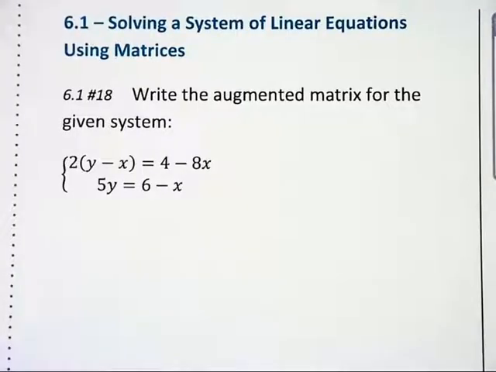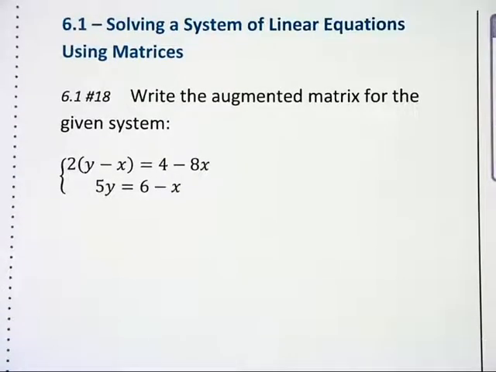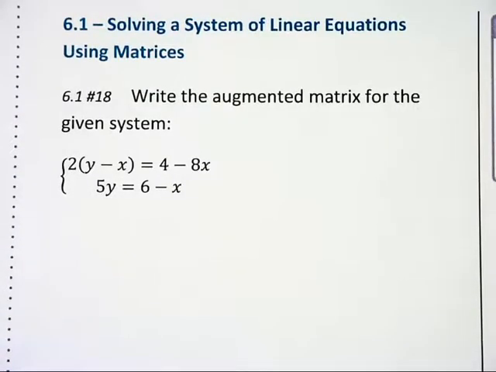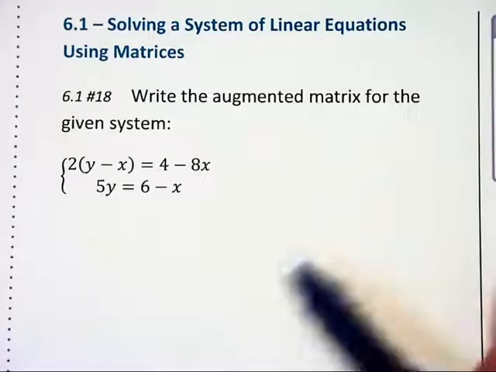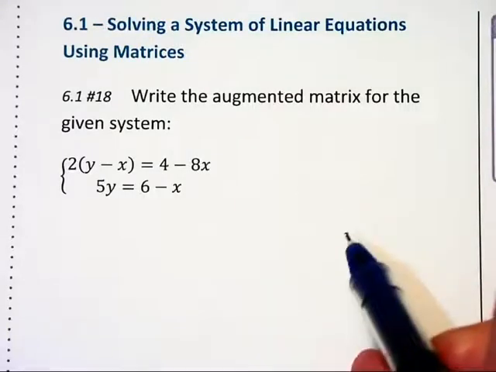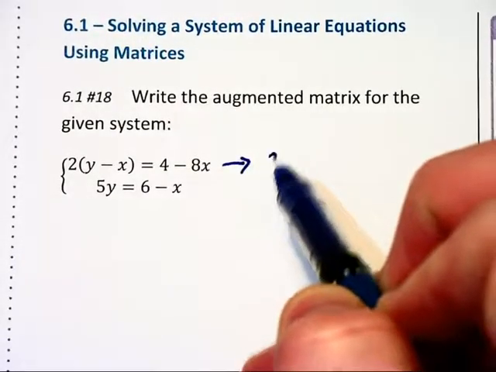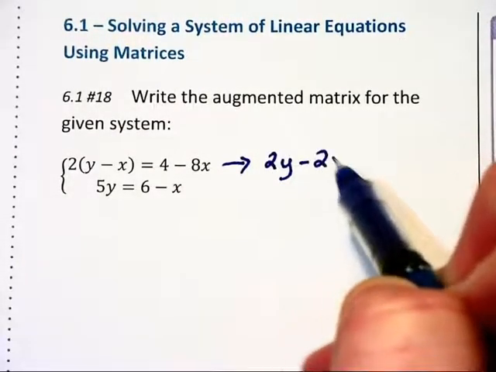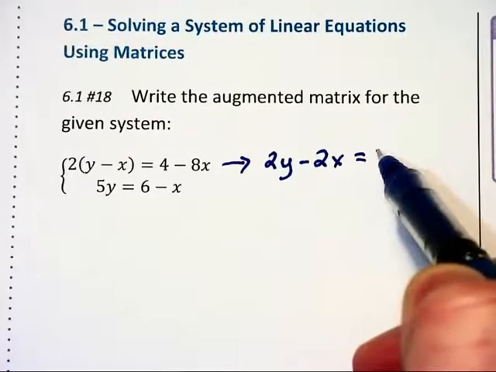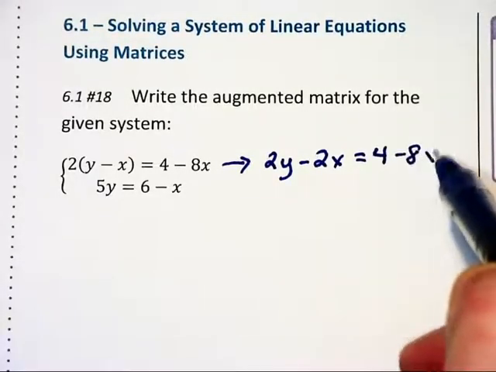Okay, one major theme of this chapter is going to be that of matrices, and this first problem tells us to write the system as an augmented matrix. Well, the first thing we want to do is clean up this equation a little bit. So let's begin by distributing. We're going to have 2y minus 2x is equal to 4 minus 8x.